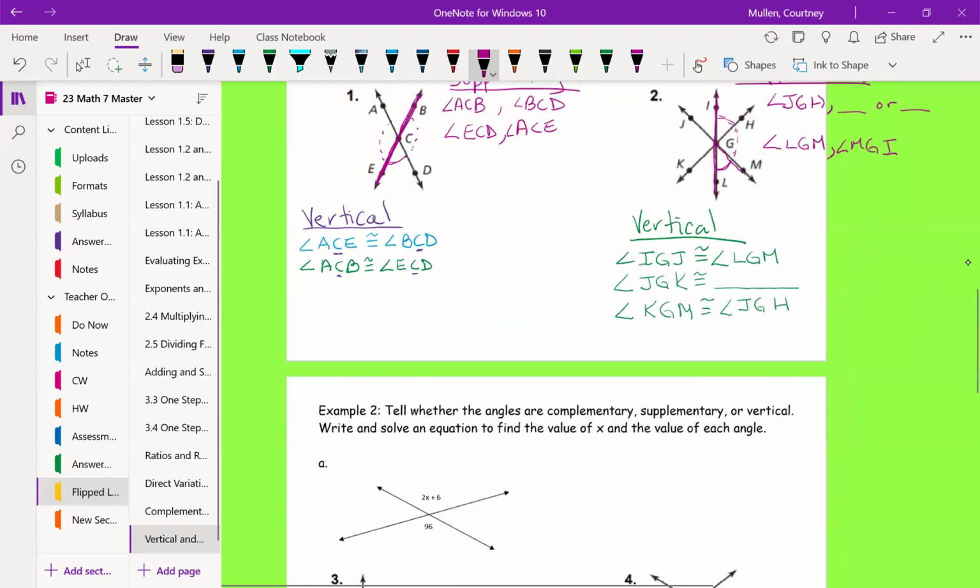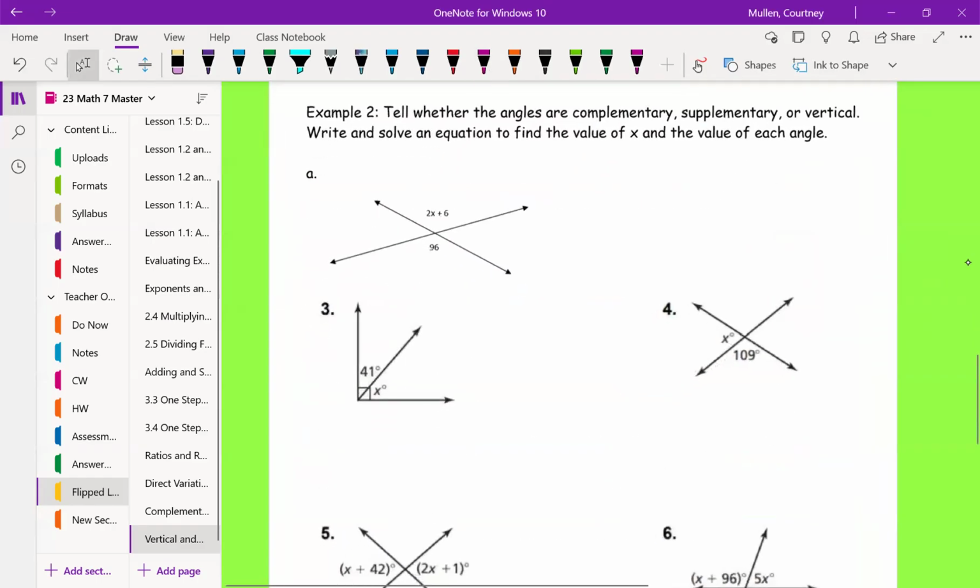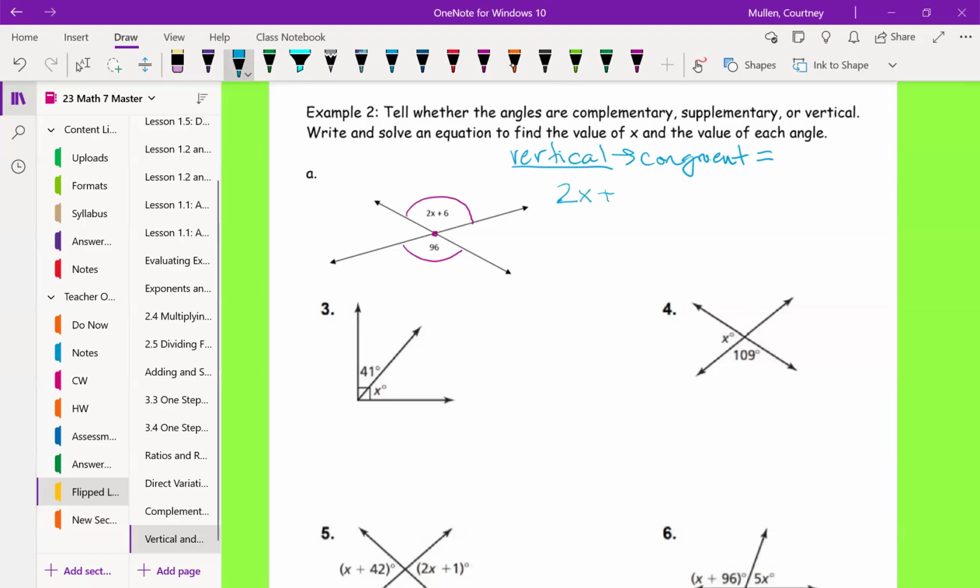Okay, let's move on. So now we're going to tell whether the angles are complementary, supplementary, or vertical. We'll write and solve an equation to find the value of x and the value of each angle. So on A here, we see that this angle here and this angle here share a vertex. So what type of angles are they? They're vertical. And what do we know about vertical angles? They're congruent, which means they are equal to each other. So when we write our equation, we're going to set those two angles equal to each other.